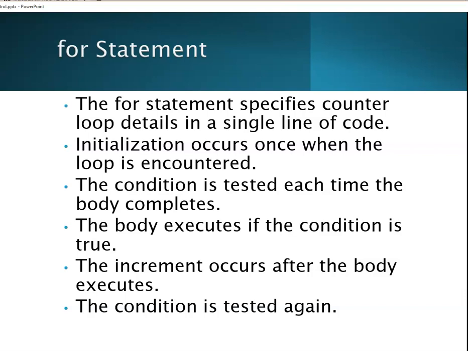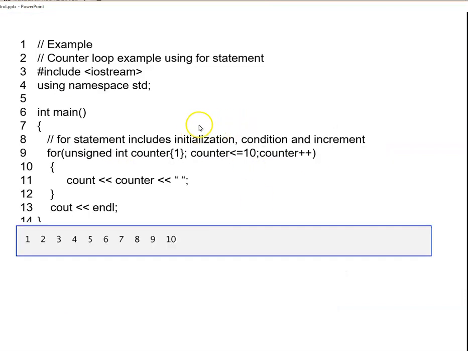Initialization occurs once when the loop is encountered. The condition is tested each time through the body. If the condition is true, the body executes, and the increment occurs after the body executes. Then the condition is tested again. And here's the general format.